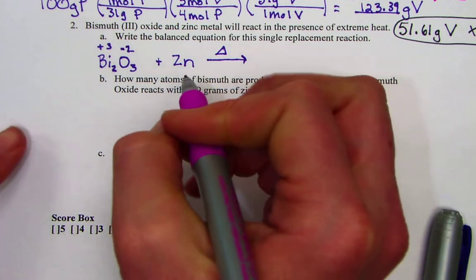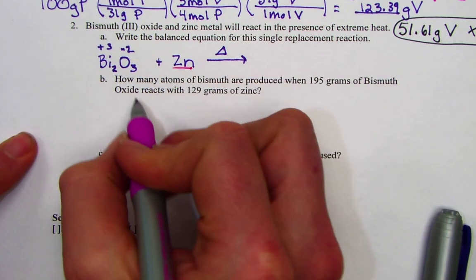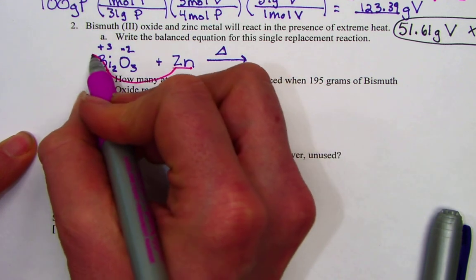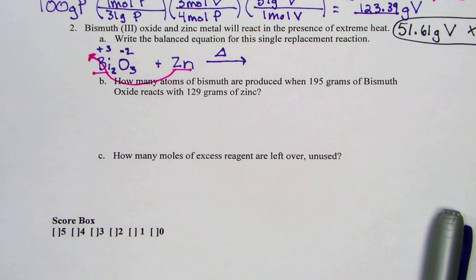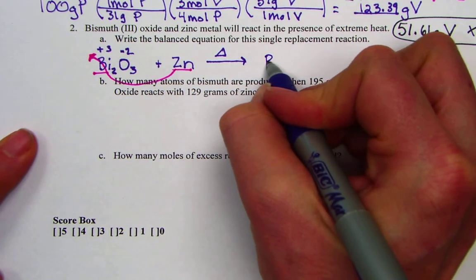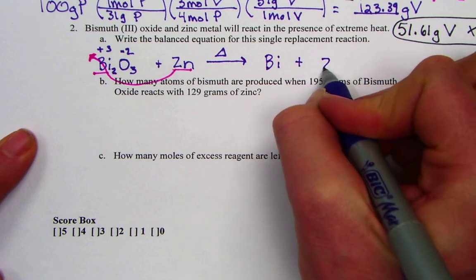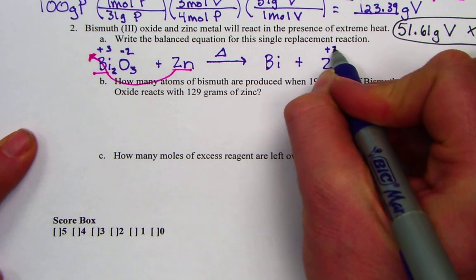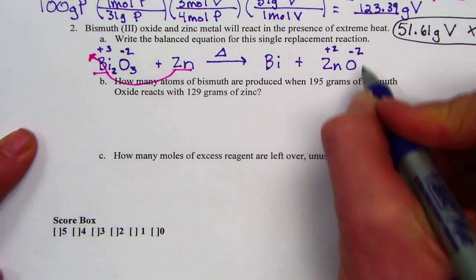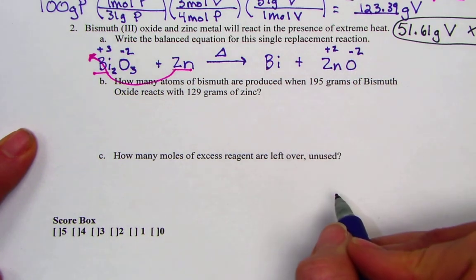Now, the pattern of change says when a metal is active enough, it may displace the other metal from the compound. Zinc will displace the bismuth in our single replacement reaction. So now the element by itself is bismuth, and zinc will hook to oxide, and based on charge, we get Zn, who's a +2, O is a -2, we get ZnO.